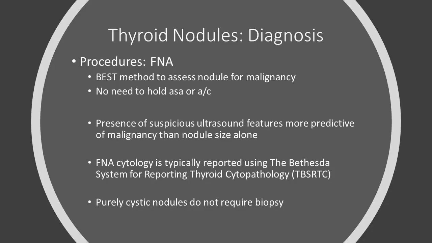So the procedure is a fine needle aspiration. This is really the best method to assess for malignancy. This is your gold standard for assessing for malignancy. This is a beautiful procedure. It's easily done with ultrasound. It's safer with ultrasound. Always use ultrasound. You may be referring the patient at this point. You do not need to hold aspirin or anticoagulation because this is a teeny little needle with multiple passes.